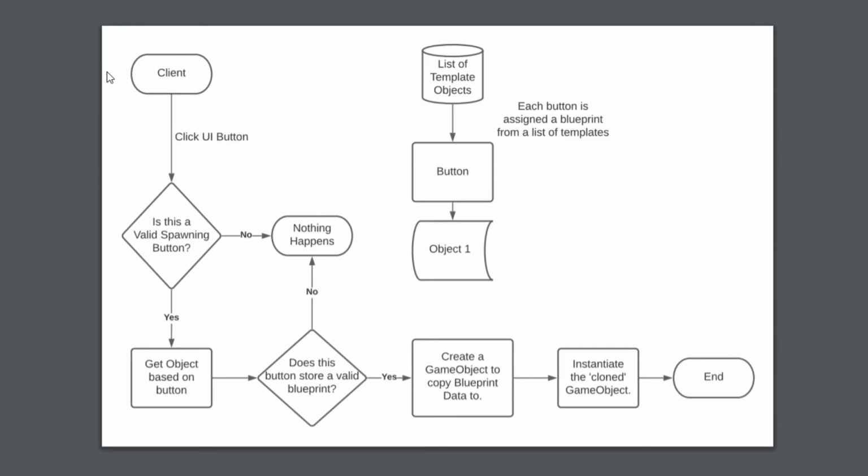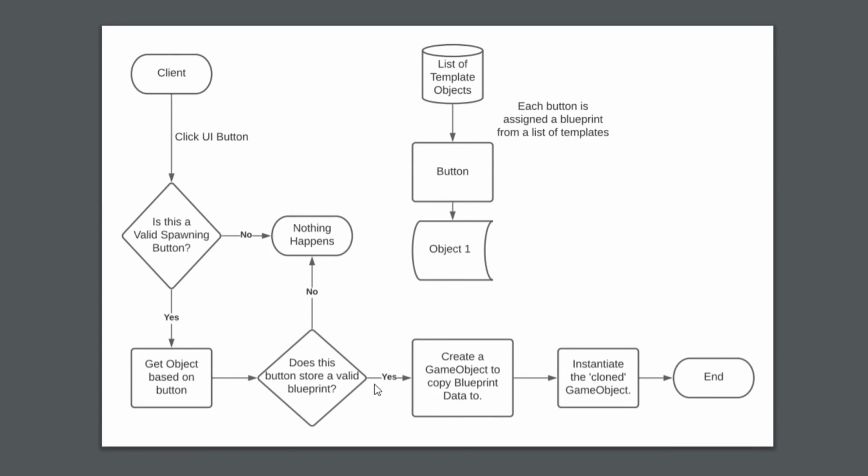So here is our pseudocode for the factory design pattern. As you can see, when the client clicks a UI button, we check if this button is the spawning button for the UI. If not, nothing happens. If so, we get an object based on the button. Does this button store a valid blueprint?